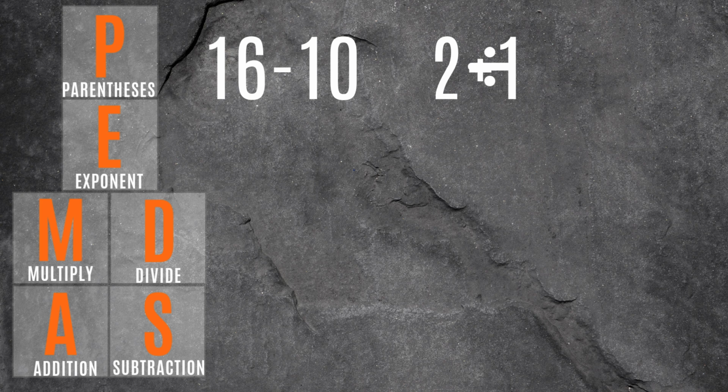Let's get started with this problem. We're going to do 16 minus 10 divided by 2 plus 1. First, we start with parentheses using our PEMDAS. Parentheses sets, there are none in this equation, so we can move on to level 2, which is our exponents. Again, there are no exponents in this equation, so we can go ahead and move on to level 3, our multiplication and division. If you look at our problem, we only have division, so we have 10 divided by 2, which is 5. Bring down our 16 minus and bring down our plus 1.